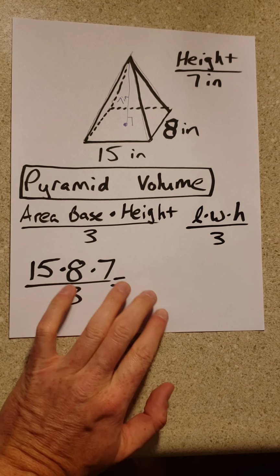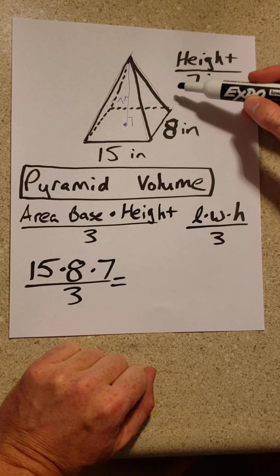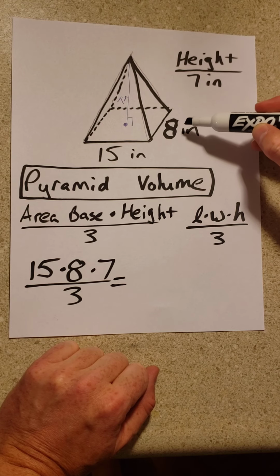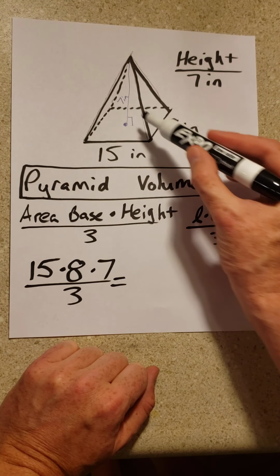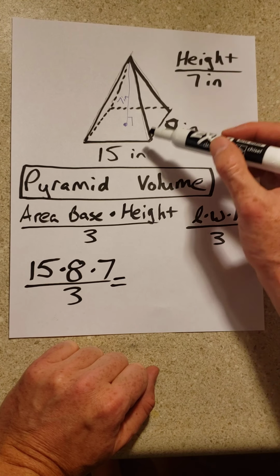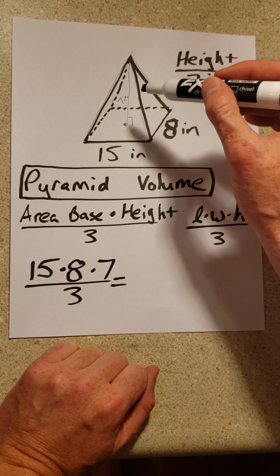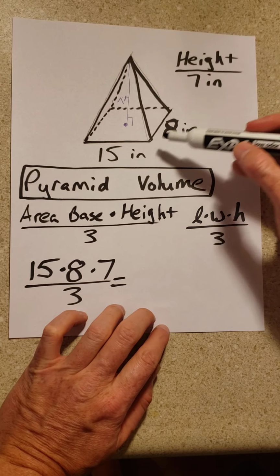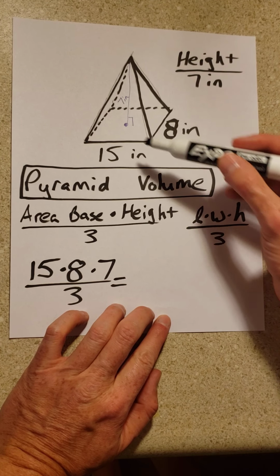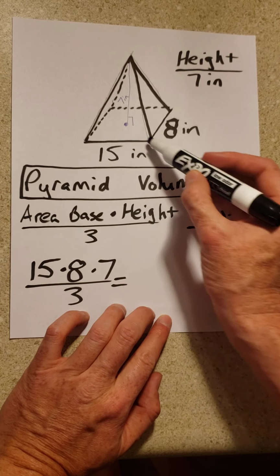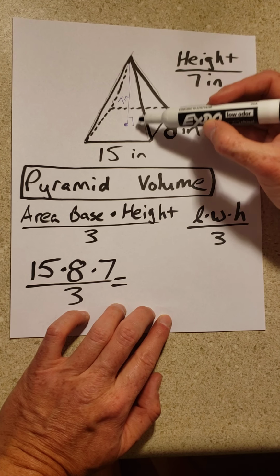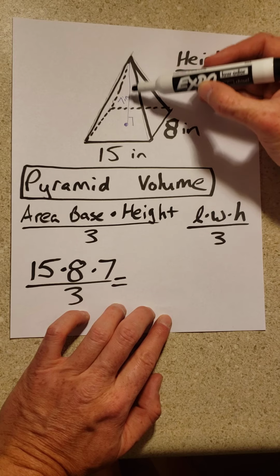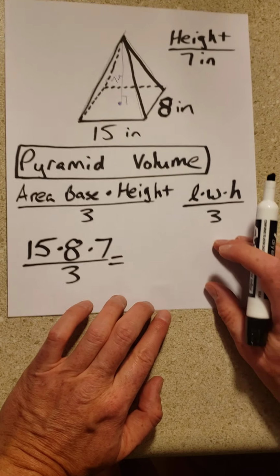So what I've done here, we're starting off with a pyramid, and remember that a pyramid is related to a prism, in that if this was a prism with the same area of the base and the same height, it would hold 3 times more than this pyramid does. So to find the volume of a pyramid, you need 3 things. You need the length and width of the base, so you can find the area of the base, and you need the height. The height's tough to see here, but this is 7 inches. I wrote it up here so you can see it better.